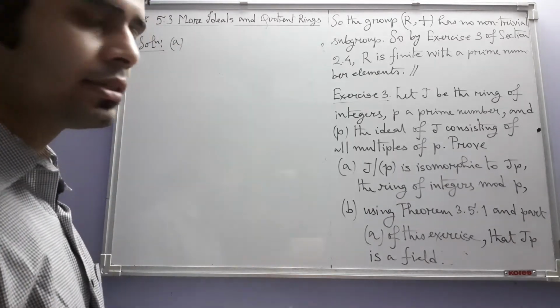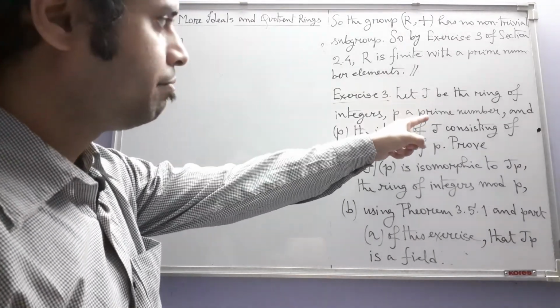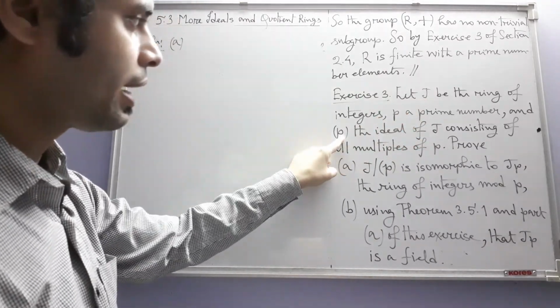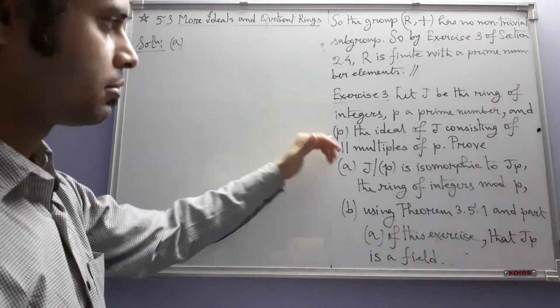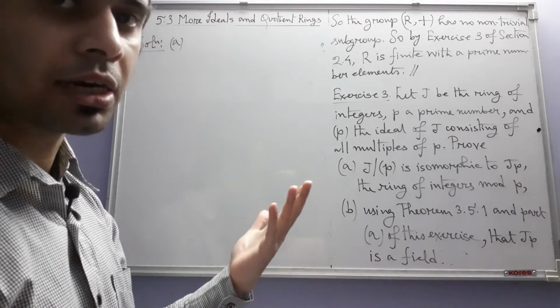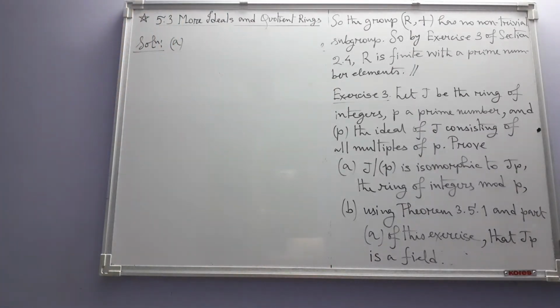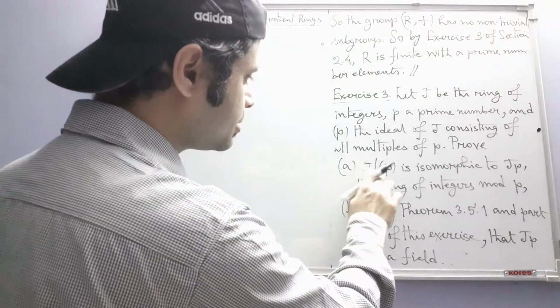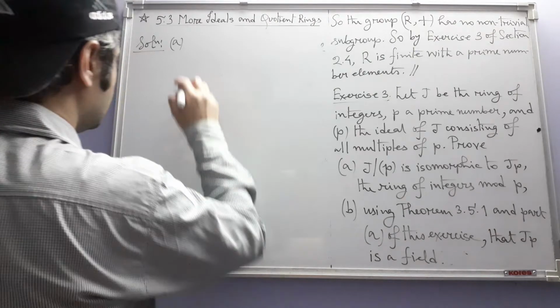So what are the things given to us? We are given the ring of integers J. P is a prime number and this is the ideal generated by P, which is nothing but the set of all integer multiples of P. That is an ideal in J. Then we have to prove that this quotient ring is isomorphic to J_P. Okay.